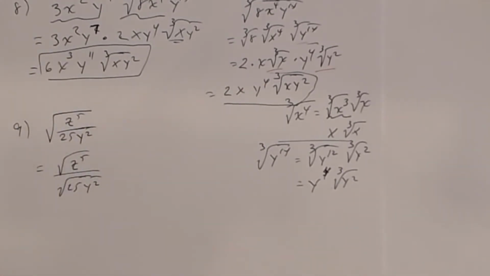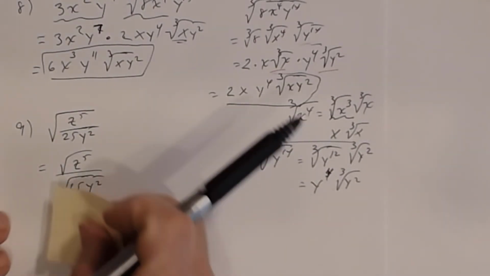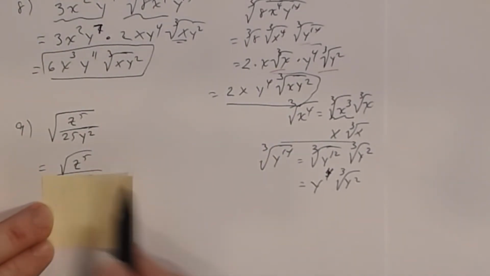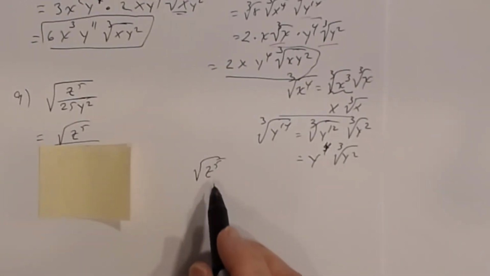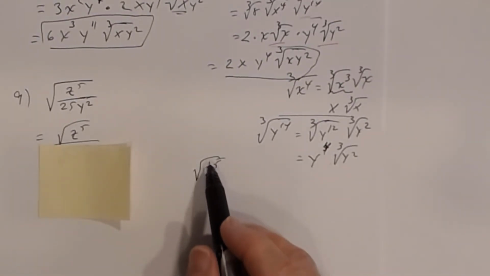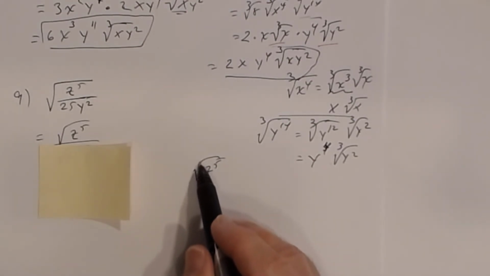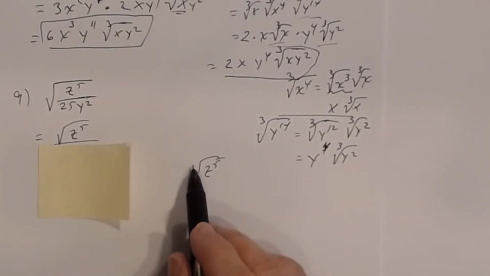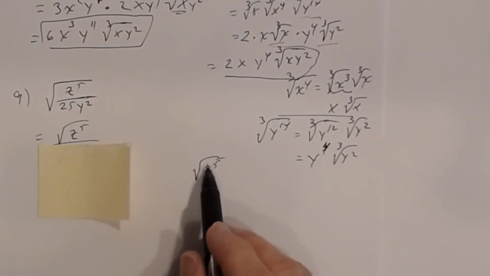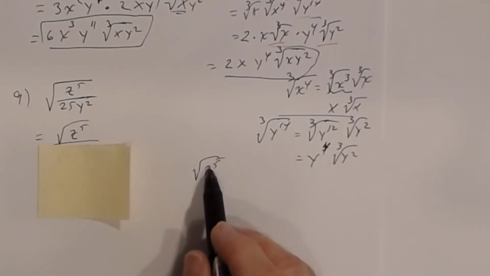Now, let's look at the numerator first. Let's do the numerator for right now. Numerator. The square root of z to the 5th. Can I simplify the square root of z to the 5th? Yes, because 5 is greater than or equal to the index, which is 2. Is 5 divisible by 2? No. So I need to think about this, how I'm going to rewrite this.